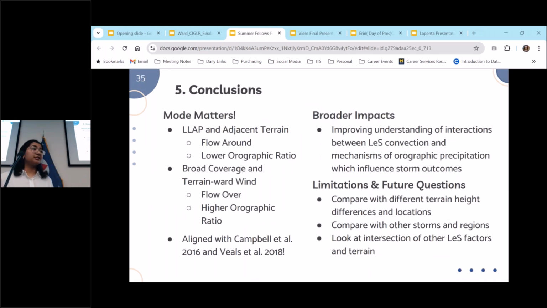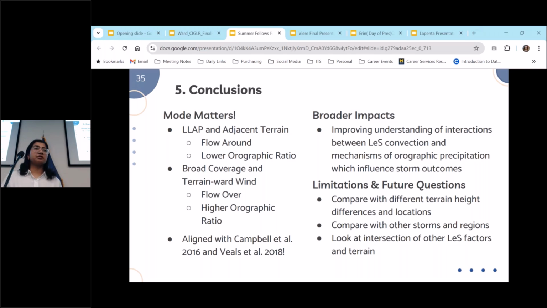So in conclusion, for this storm and for this region, we see that the mode of the storm as well as the location of the terrain relative to the wind is really important. So for long lake axis parallel storms with adjacent terrain to the wind, we see more of a flow around situation with lower orographic ratio. But when we have a broad coverage storm with terrainward wind, we see more of a flow over situation with higher orographic ratio. And this aligns with Campbell et al. 2016 and Beals et al. 2018. This project can be used to improve our understanding of interactions between lake effect snow convection and mechanisms of orographic precipitation, which would influence storm outcomes and help us with forecasting.